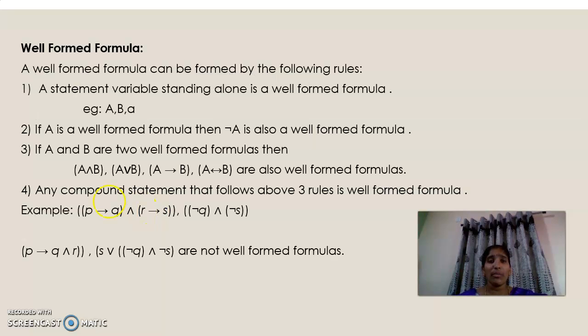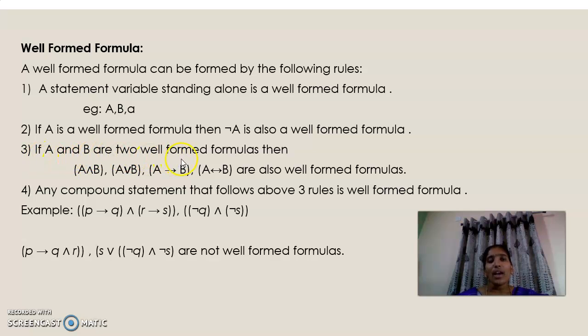Coming to the next topic, the well-formed formula. A well-formed formula is nothing but a formula that follows some rules. So see here, a statement variable standing alone is a well-formed formula. That is nothing but a simple statement, which can be notated by any symbol. Then it is also a well-formed formula. If A is a well-formed formula, then negation A is also a well-formed formula. If A is a statement, negation A is also a statement.